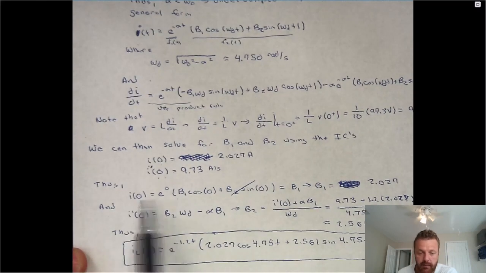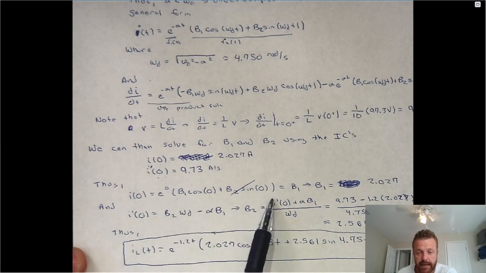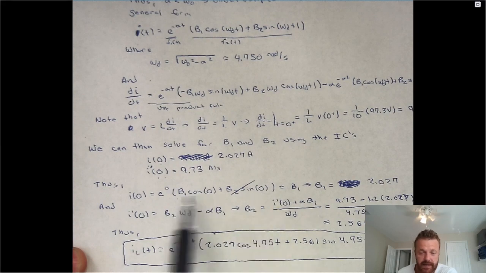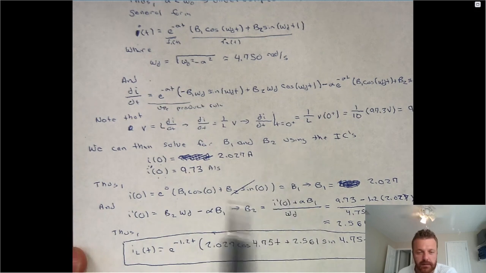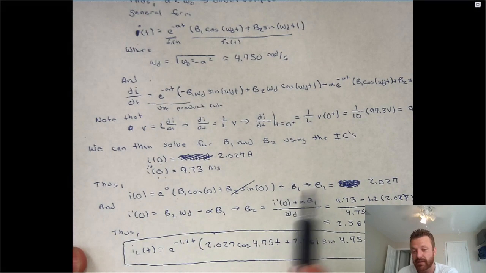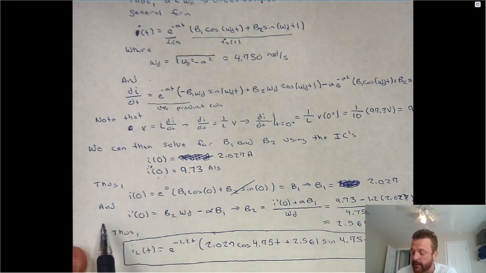When I plug in 0, e to the 0 will just become 1. Cos 0 will just become 1 as well, and sine 0 will become 0. So what that's going to leave me with is just B1. So even though this actual form of the solution looks more complicated than just a1 e to the s1t plus a2 e to the s2t, when you enforce the initial condition, it's actually really easy to solve for B1 directly. Now, how will we solve for B2?